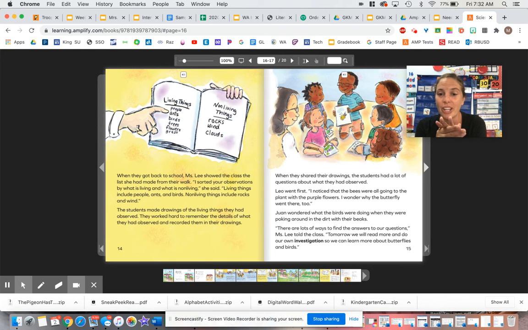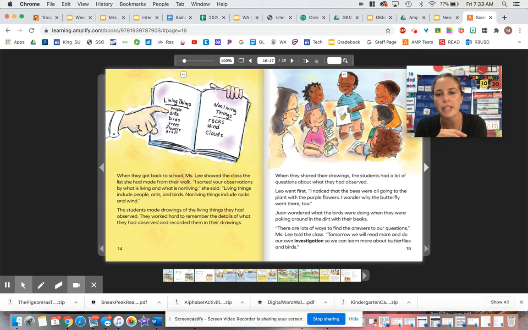When they shared their drawings, the students had a lot of questions about what they had observed. Leo went first. I noticed that the bees were all going to a plant with the purple flowers. I wonder why the butterfly went there too. Juan wondered what the birds were doing when they were poking around in the dirt with their beaks.